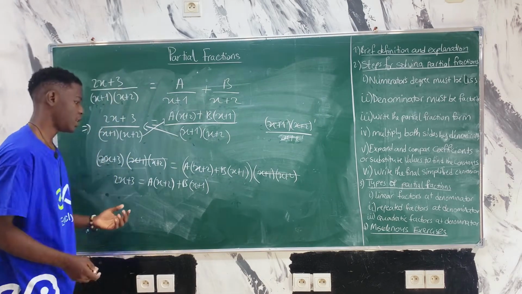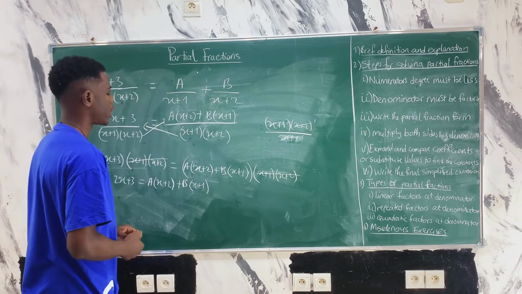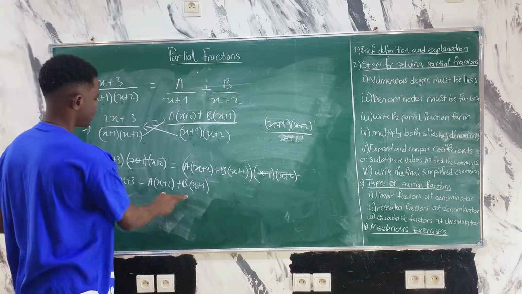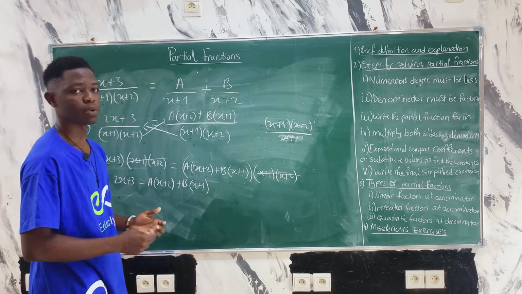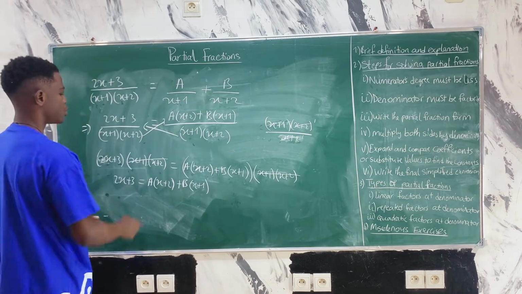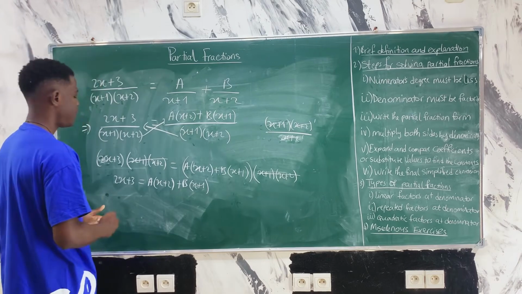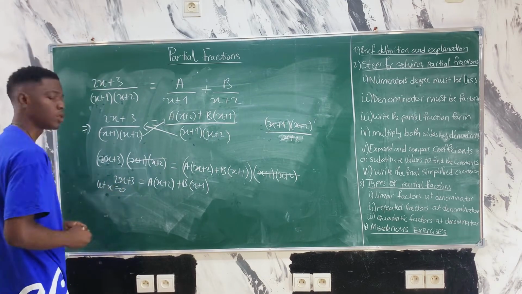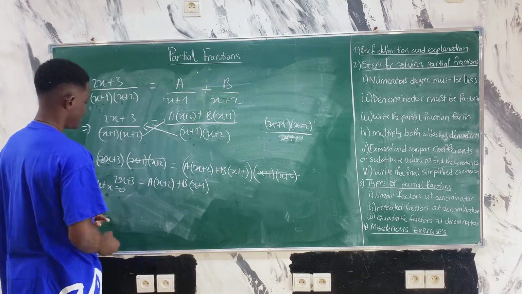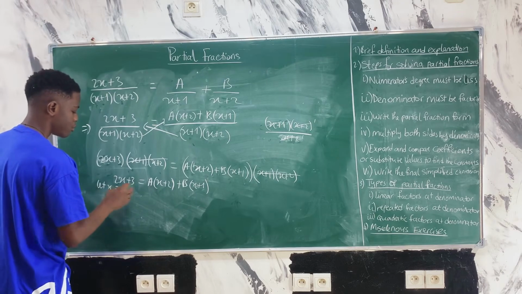Okay, so from here we can open the brackets, or I can show you another method of solving it. You can let x be any random value which will make the equation smaller. I can let x be 0, for instance. If I let x be 0, I'll write here let x equal to 0. I'll put 0 everywhere I see x. So 2 times 0 will be 0. 0 plus 3 will be 3.